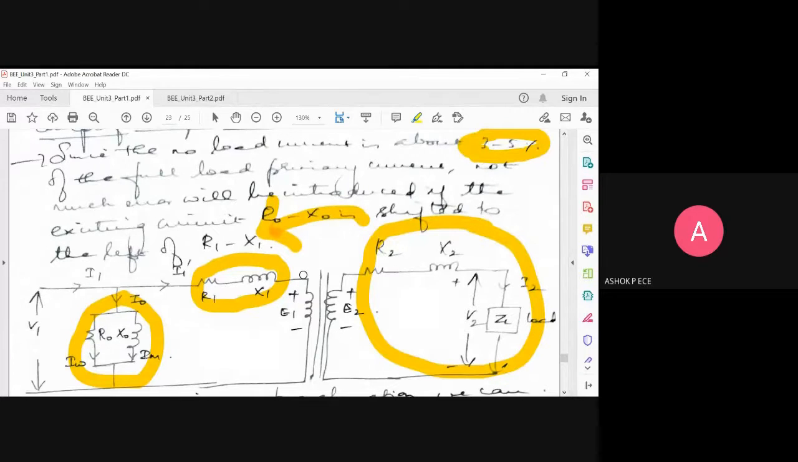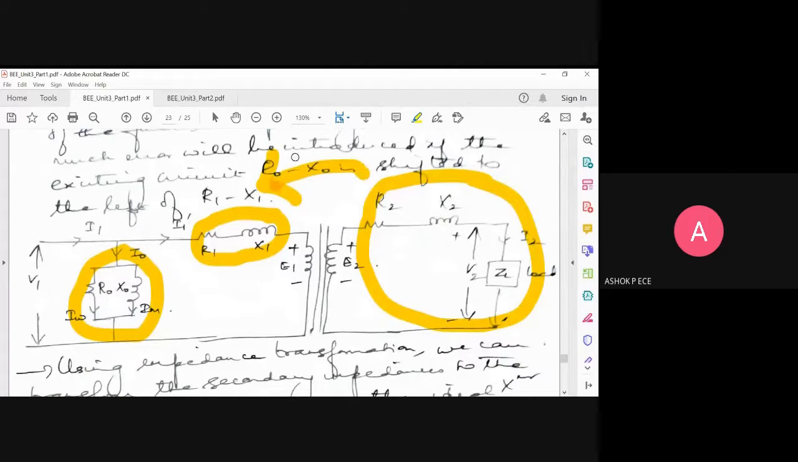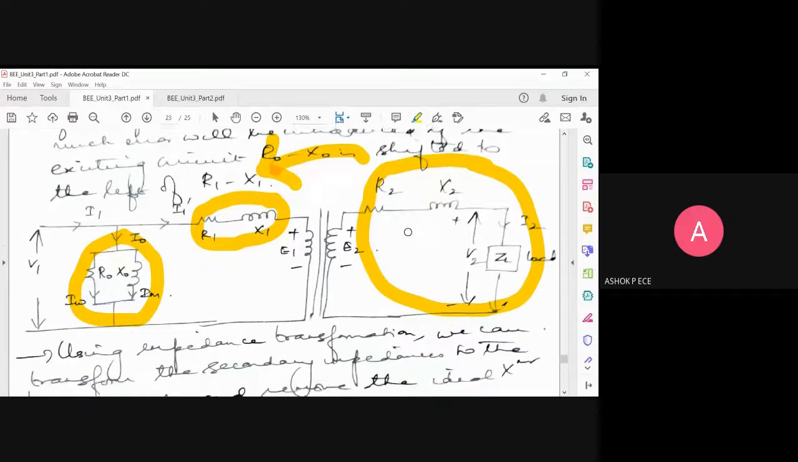Impedance transformation, sir. Yes, you have to go for impedance transformation. As I told you, if you have a secondary impedance, you can transfer it to primary using the formula Z by K square. I hope you remember. We have studied a topic called impedance transformation. Using impedance transformation, I can transfer any impedance from secondary to primary or from primary to secondary as I like.